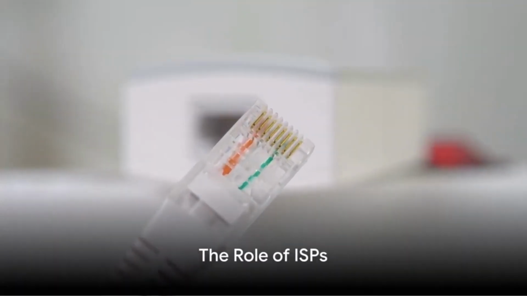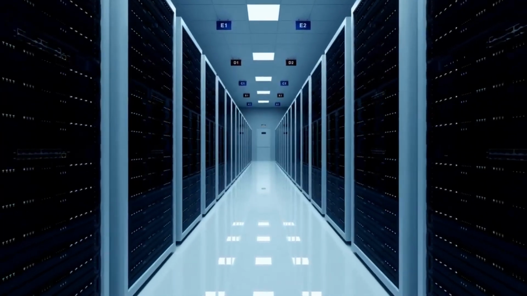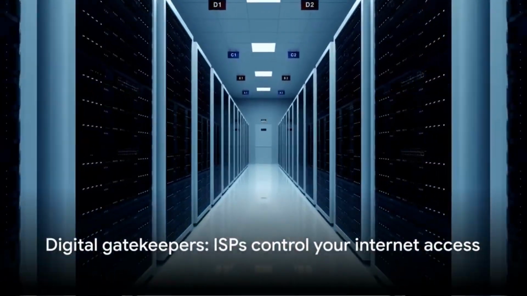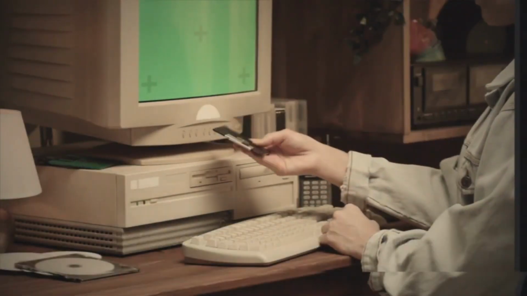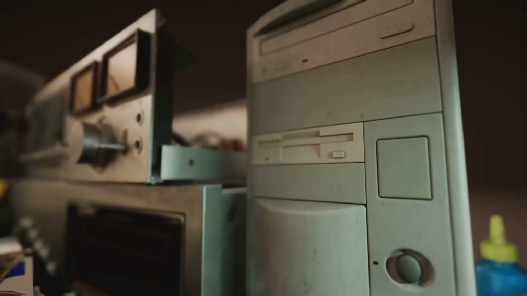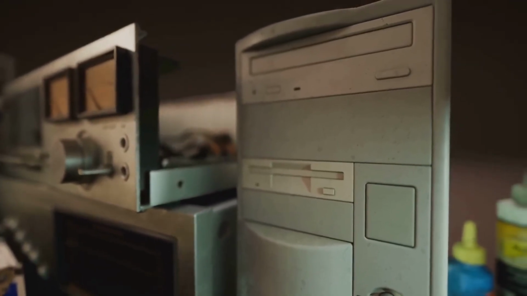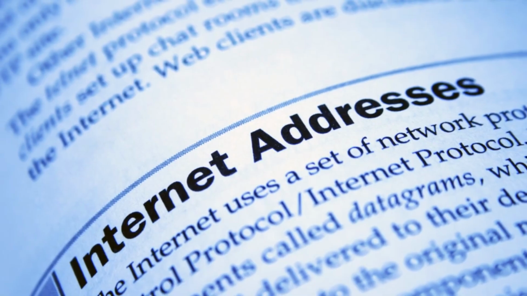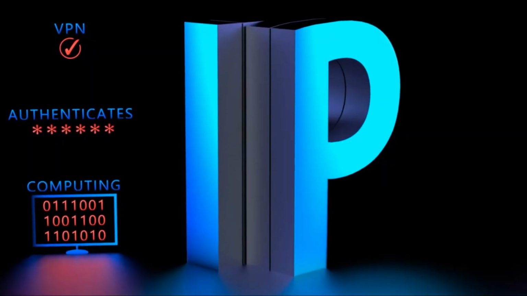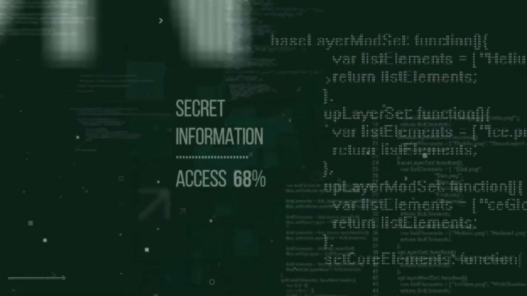Now you might be thinking, but how do I get onto this superhighway? Well, that's where internet service providers, or ISPs, come in. They are like the gatekeepers of the internet, providing you the means to access this vast digital landscape. ISPs are essentially companies that offer services to connect your devices, be it your computer, smartphone, or tablet, to the internet. They do this by providing you with a unique IP address, which is like your home address in the digital world.